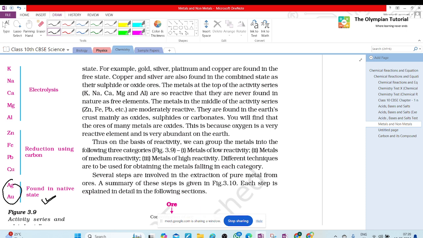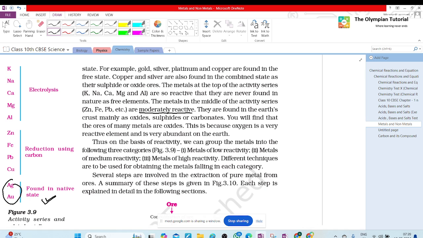Copper and silver are also found in the combined states as their sulfide or oxide ores. The metals at the top of the activity series, potassium, sodium, calcium, magnesium, and aluminium, are so reactive that they are never found in nature as free elements. The metals in the middle of the activity series, zinc, iron, lead, etc., are moderately reactive. They are found in the Earth's crust mainly as oxides, sulfides, or carbonates.